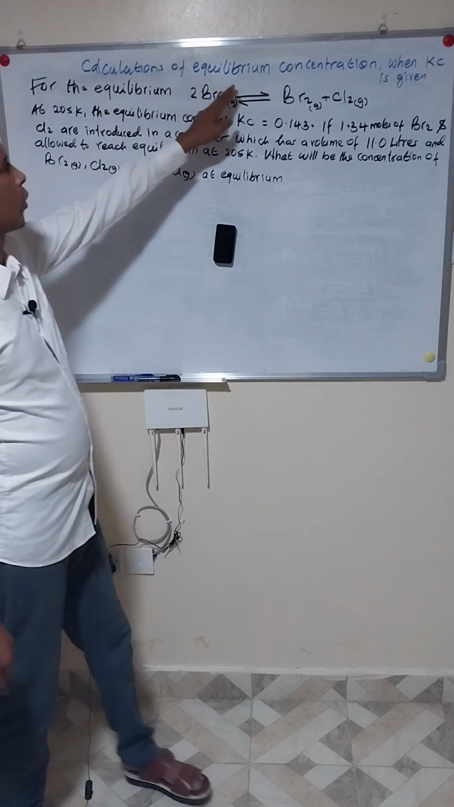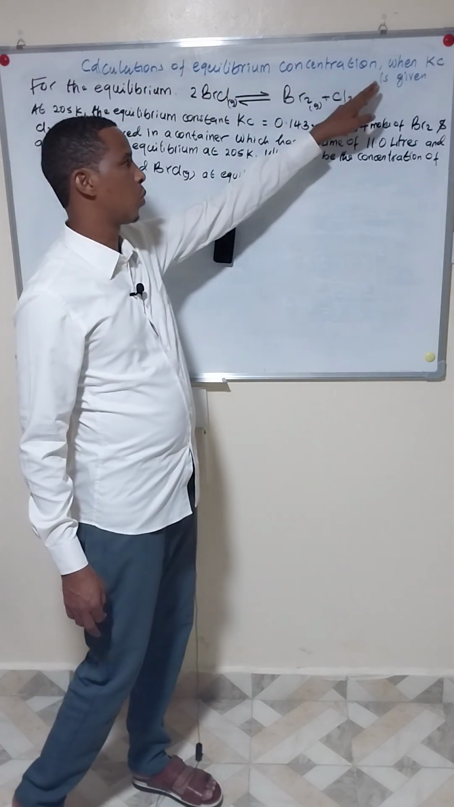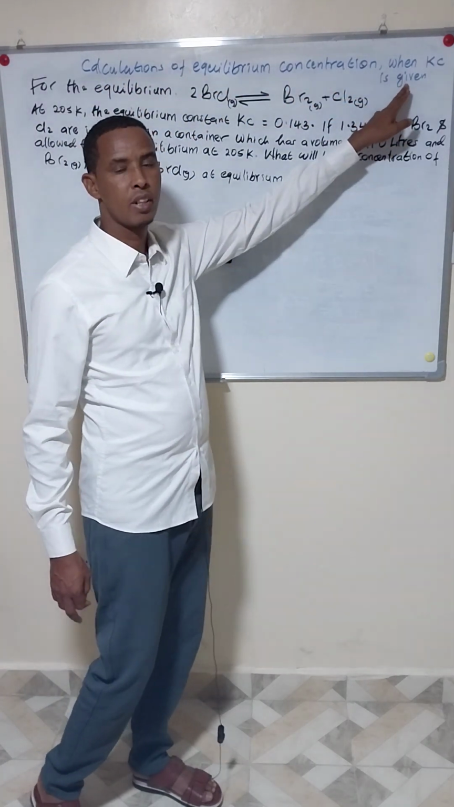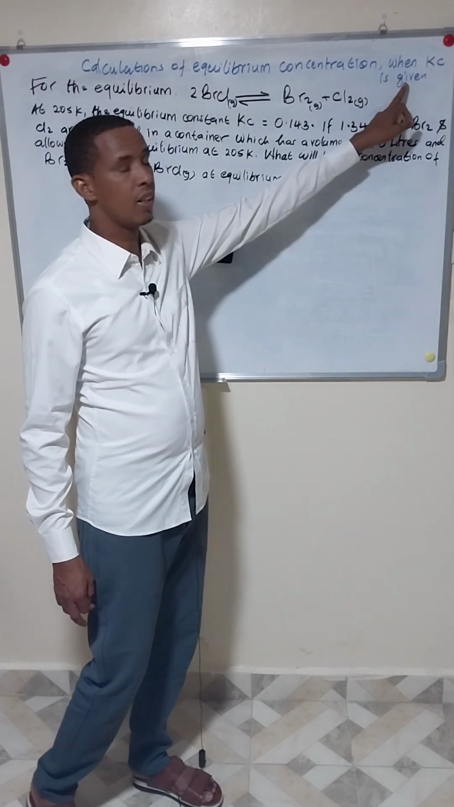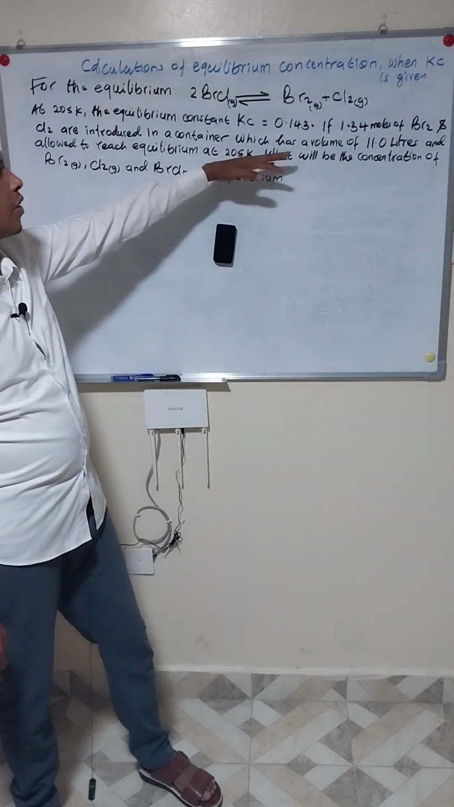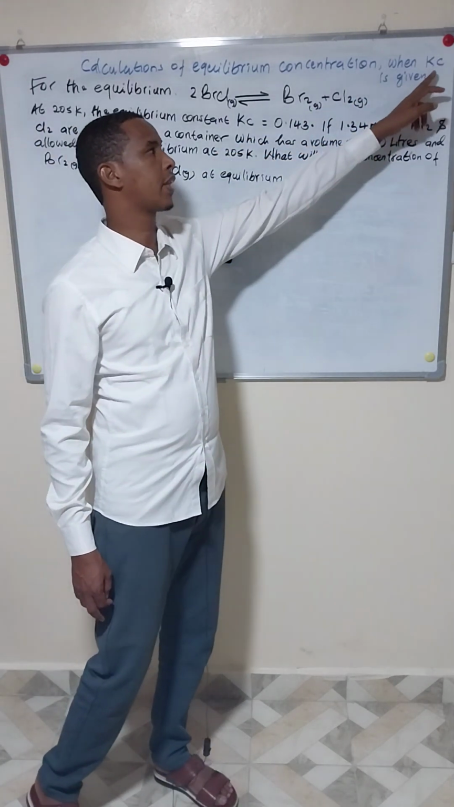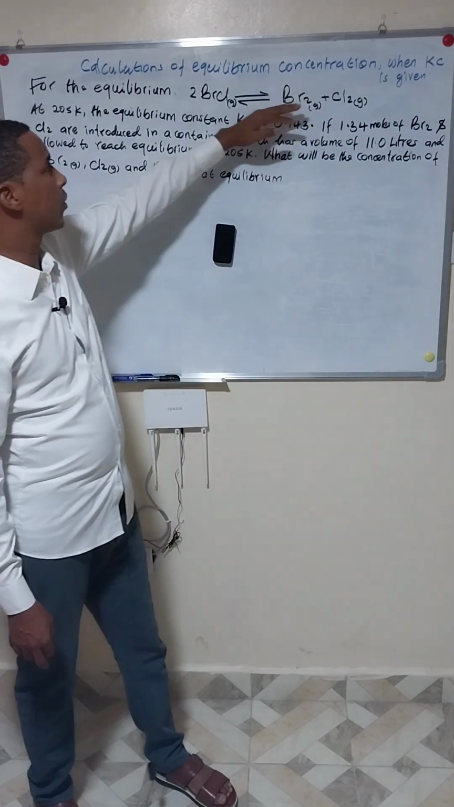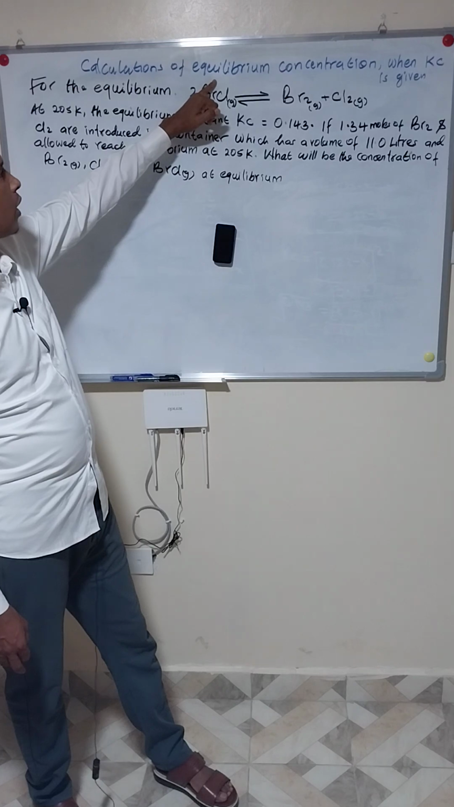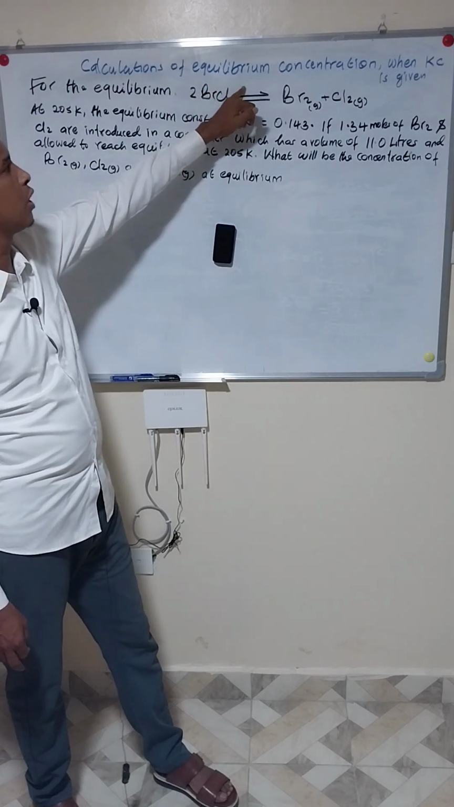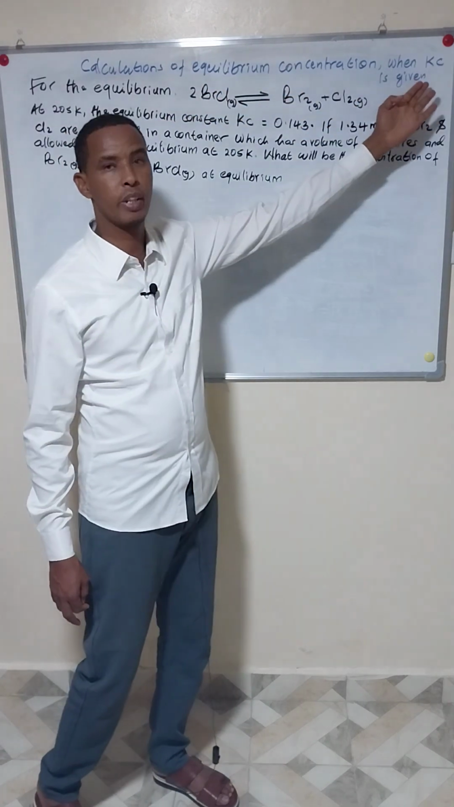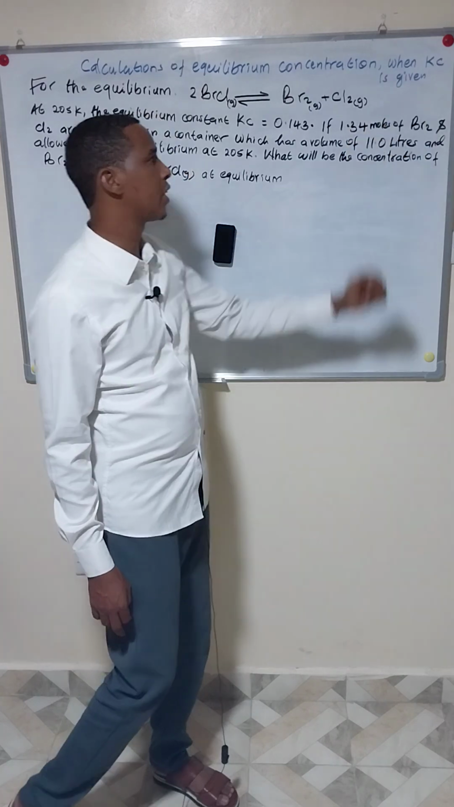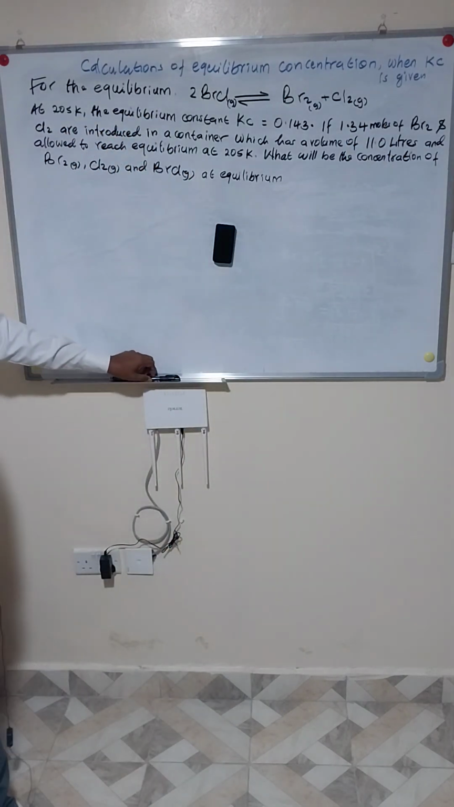Calculations of equilibrium concentration when Kc is given. In our previous discussion, we have seen how to calculate Kc, that is the equilibrium constant. But this time around, I would like us to look at the calculation of equilibrium concentration when we are given the Kc. So here we have a question.